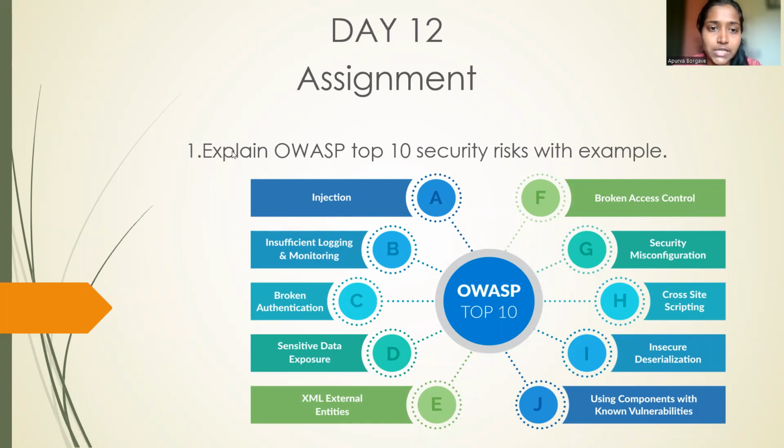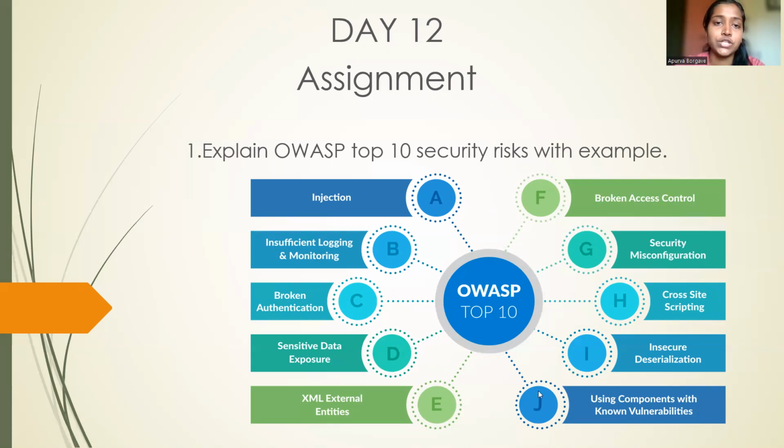So the first question is: explain OWASP top 10 security risks with example. So what is OWASP? OWASP means Open Web Application Security Project. It is a non-profit organization mainly focused on software security. So here are some top 10 security risks. I will explain this one by one.